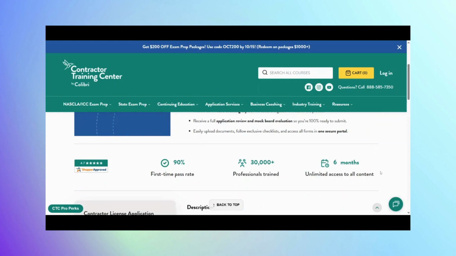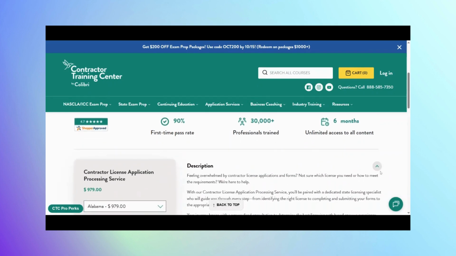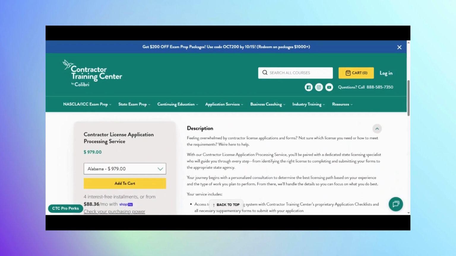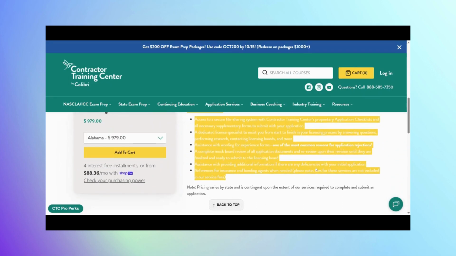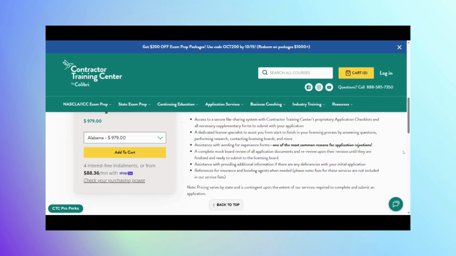Step 3. Pass the required ICC exams and show proof of experience. Many cities require several years in construction before approval. Step 4. Get insurance. General liability is required, and workers' compensation if you have employees.